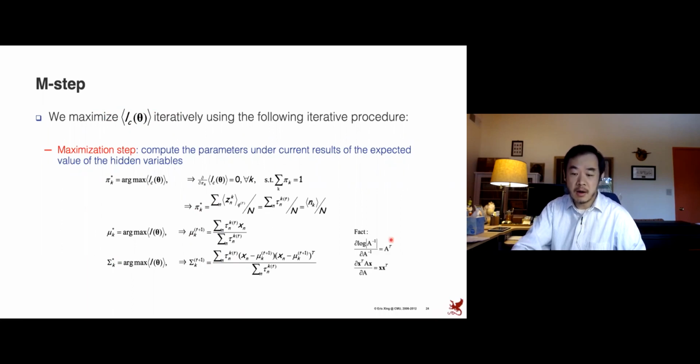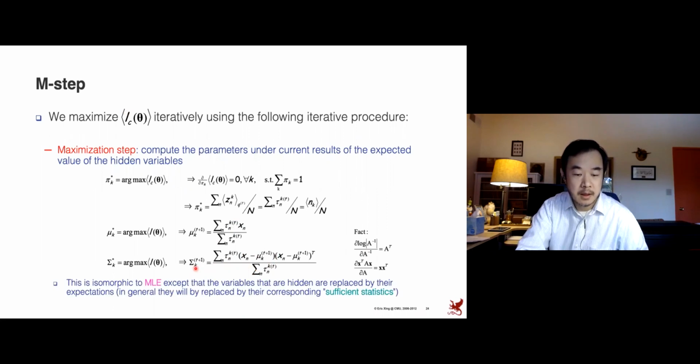And in here, all these situations can be easily satisfied because it is a closed form expression of the sample, into the covariance and also the mu. Okay. So as I just mentioned, this is isomorphic to the MLE, except now that the random variables that were originally hidden are now replaced by their expectations. Okay.